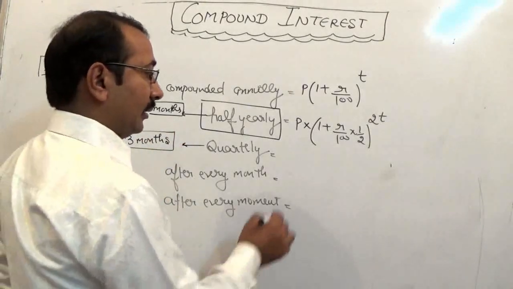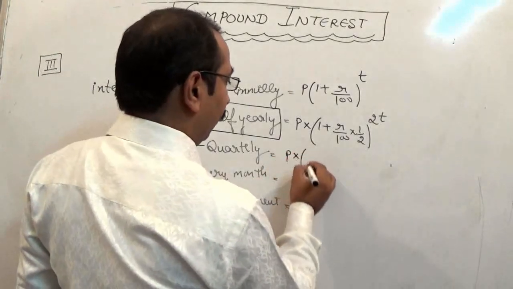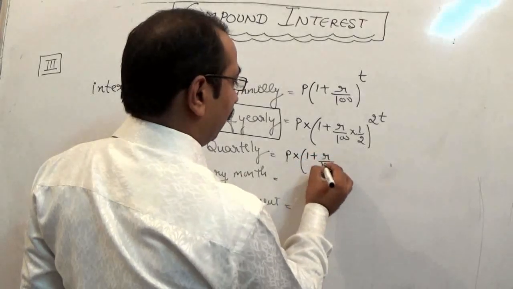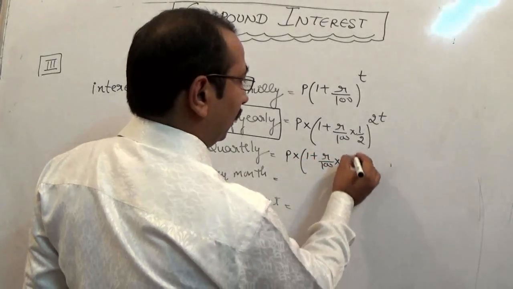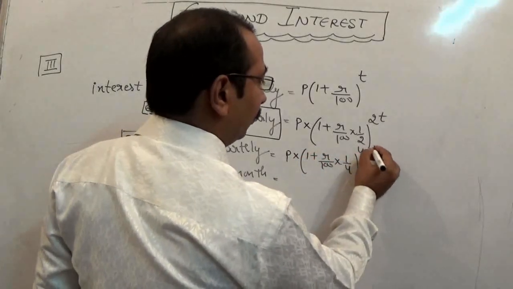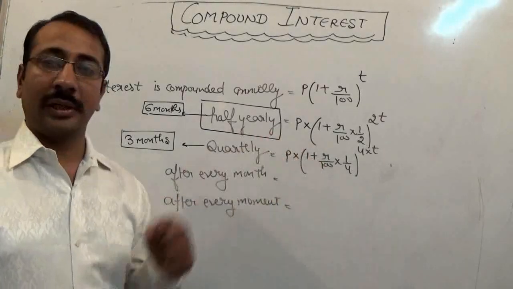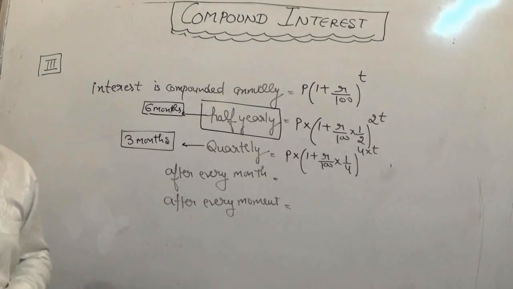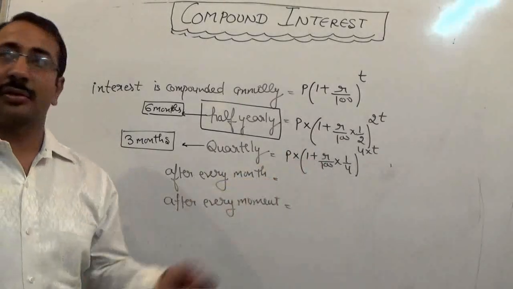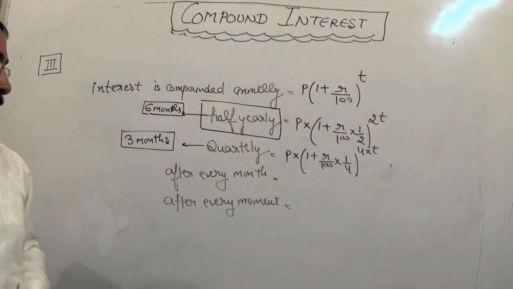So I will make it P into (1 plus R upon 100 into 1 by 4), power 4 into t. Why? Because now I know that in 1 year I get the interest 4 times, so I will make my time 4 times and the rate of interest should be 1 by 4.